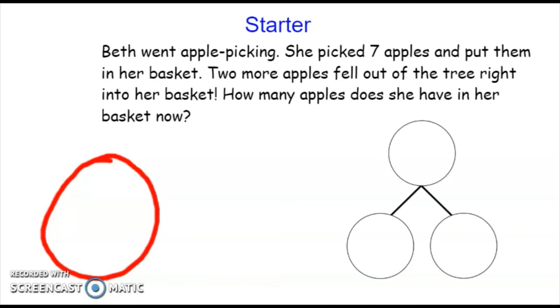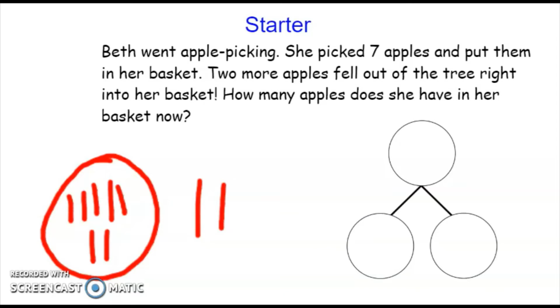And using my 5-group strategy that we learned earlier in the year and in the other video, we're going to draw 7 apples. 1, 2, 3, 4, 5. That's my 5 group there. 6, 7. Great. She picked 7 apples and put them in her basket. Next, 2 more apples fell out of the tree right into her basket. I'm going to go ahead and draw 2 lines to show my 2 apples, and I put them outside of the basket for now because it came later.